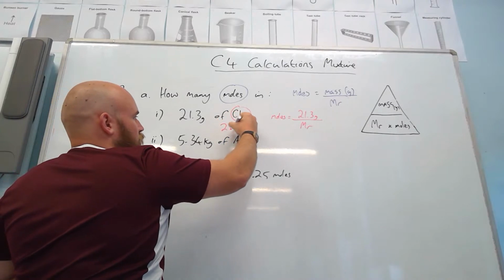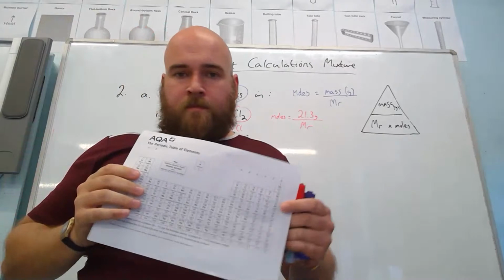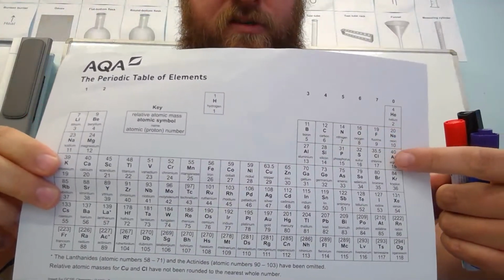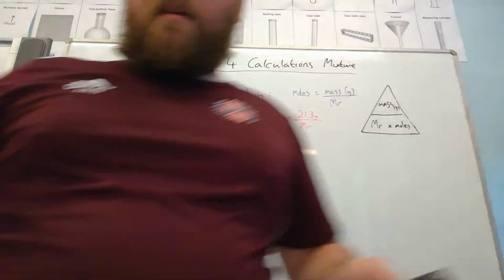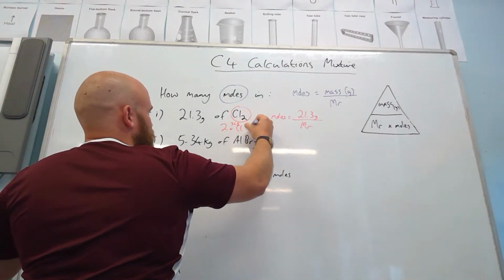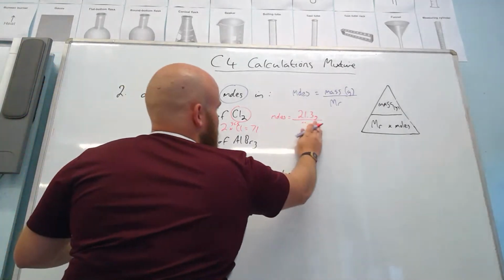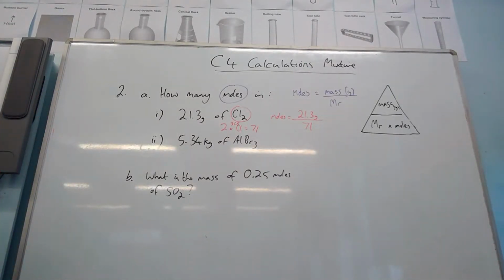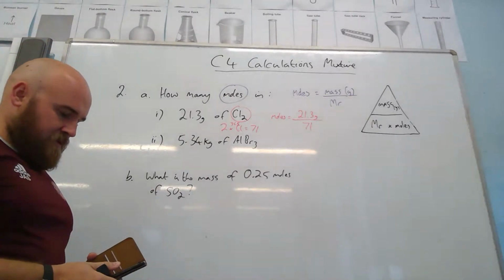Well, it's just two chlorine atoms. So again, I'm going to go to my periodic table. And if you can see chlorine, just there, the mass of one chlorine atom is 35.5. So I'm just going to write that in there. So two of them is 71. So the MR of Cl2 is 71. I can then do my calculation and then hopefully give us a nice answer.